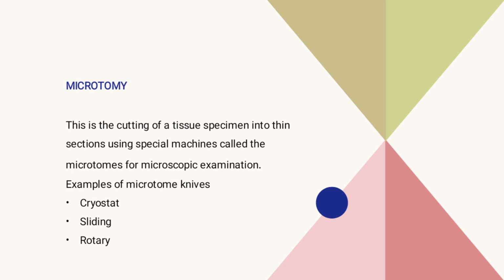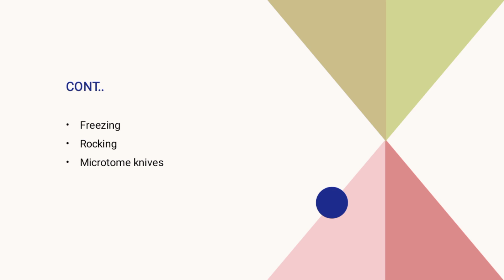Then from there we can now cut the tissue into thin sections, where the next process is now microtomy. This is the cutting of a tissue specimen into thin sections using special machines called microtomes for microscopic examination. Examples of microtomes include the cryostat, the sliding machine, rotary machine, the freezing machine, and the rocking machines.